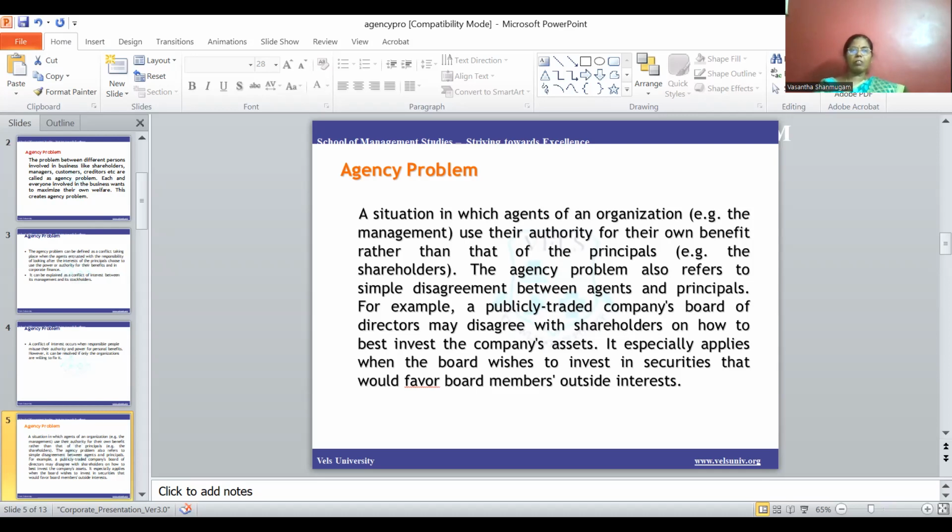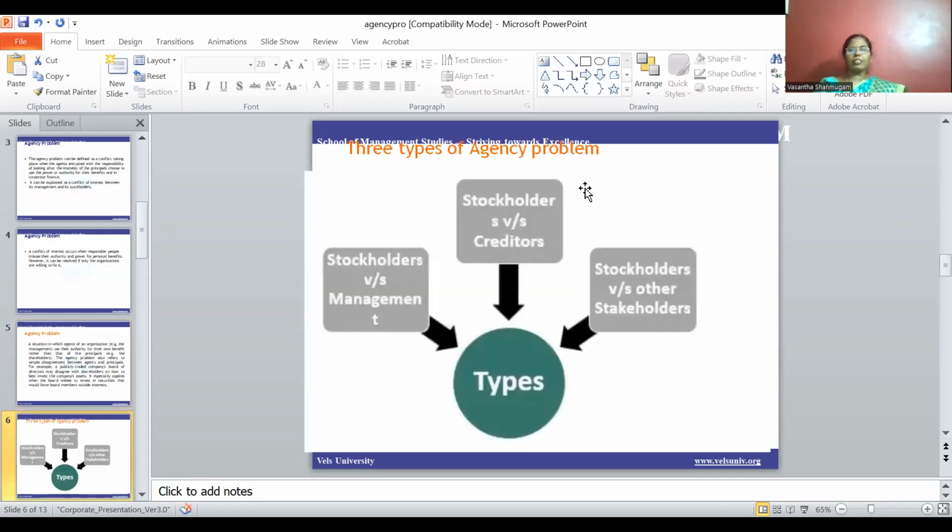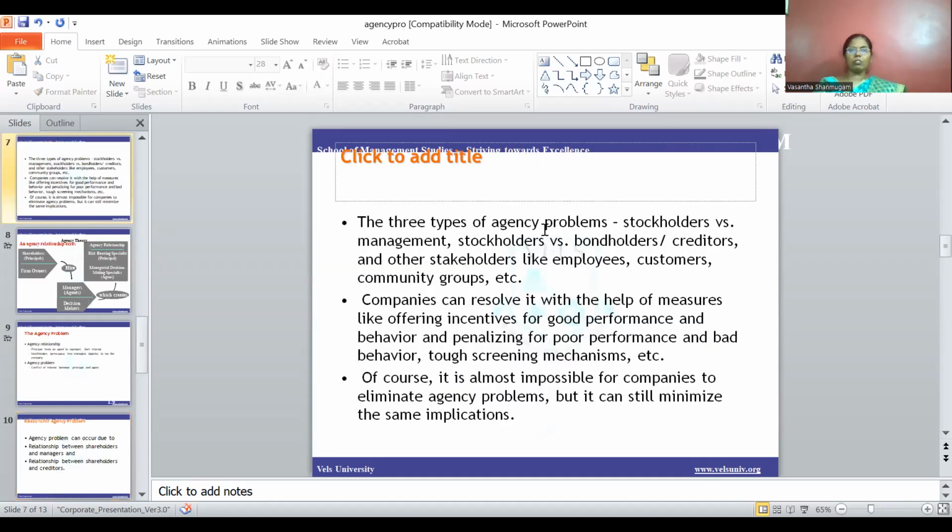So with this diagram, I want to explain agency problems. Here, there are three types of agency problem: stockholders versus creditors, stockholders versus management, stockholders versus stakeholders. Stakeholders means the people who are directly or indirectly interested in the company affairs. Stockholders means the people who have invested money in the company. Management is nothing but the board of directors. Creditors means the person who supplies raw material or the person who supplies money to the company.